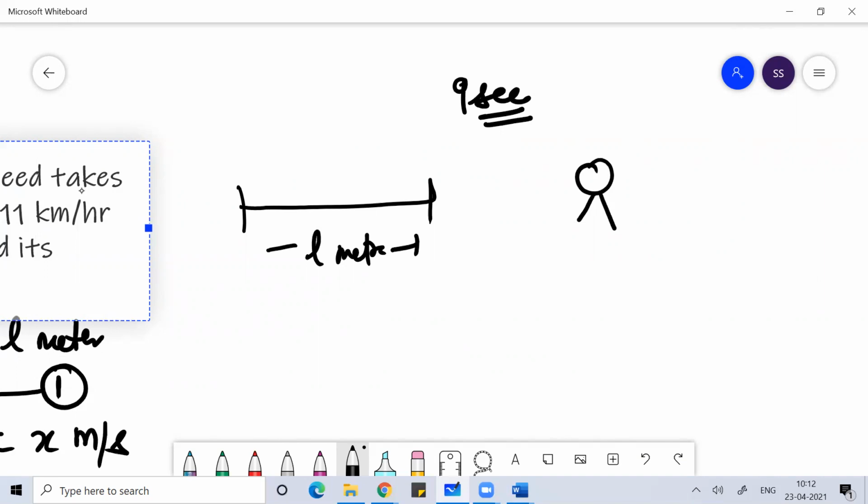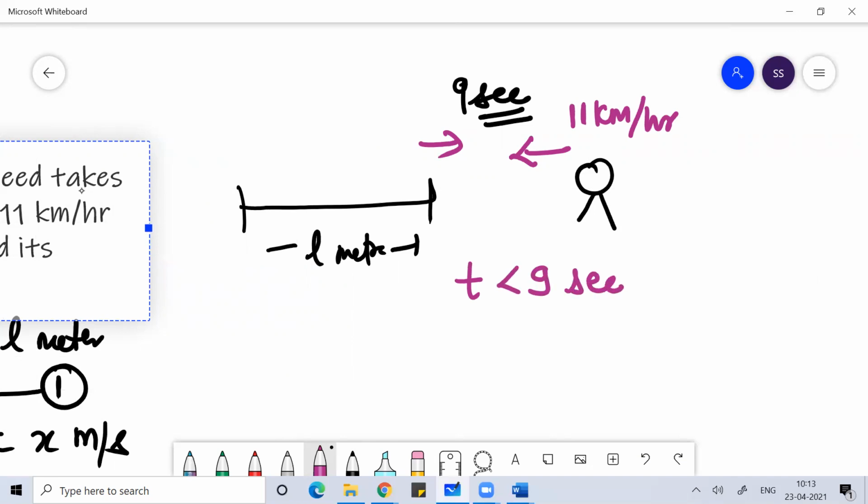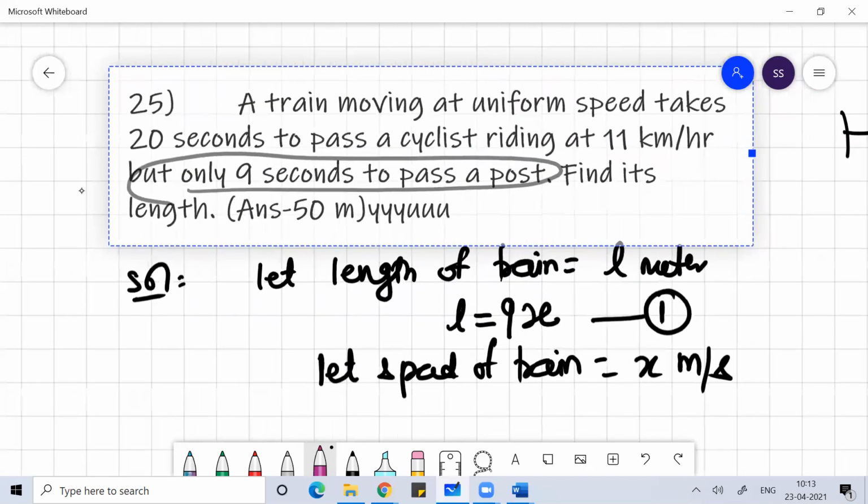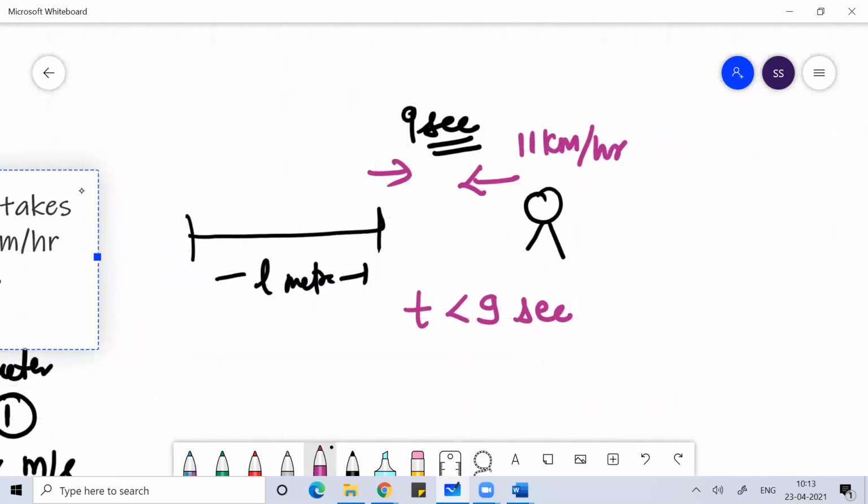So if the same train wanted to cross the person standing, it would have crossed in 9 seconds. Now, you know physics, you can understand the concept of relative speed. If this person, running at 11 kilometer per hour, was running toward the train, then the time would have been less than 9 seconds. But here it is given that the train took 20 seconds to cross this person.